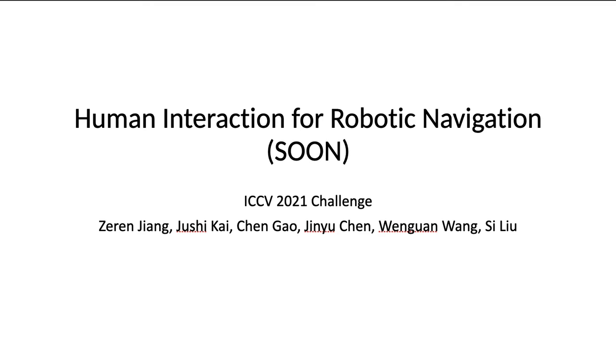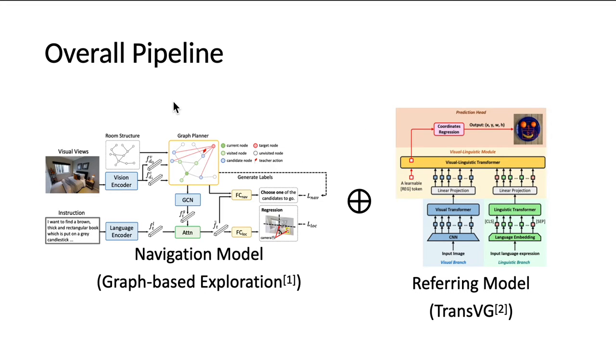Our overall approach for the Human Interaction for Robotic Navigation challenge on the SOON dataset. Our pipeline can be divided into two parts: a navigation model, as shown on the left, and a reference model that points out the target object in the panoramic view.